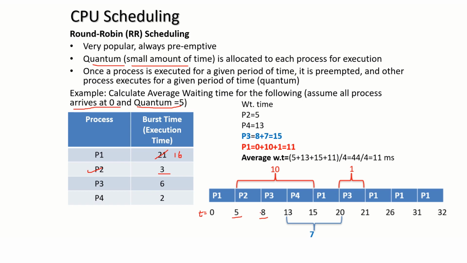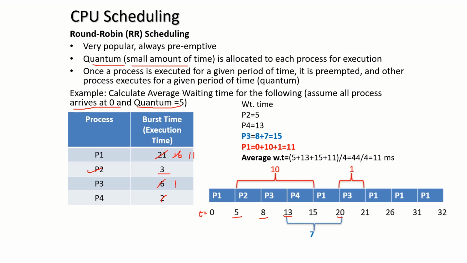Then after t equal to 8, P3 will be scheduled. Again the quantum is 5, so remaining is 1 millisecond here. So 8 plus 5 is 13. At time t equal to 13, P4 will start executing and the burst time is 2 milliseconds. So 13 plus 2 is 15. At time t equal to 15, again P1 will start executing and 16 minus 5 becomes 11 milliseconds still remaining. But 15 plus 5 becomes 20.